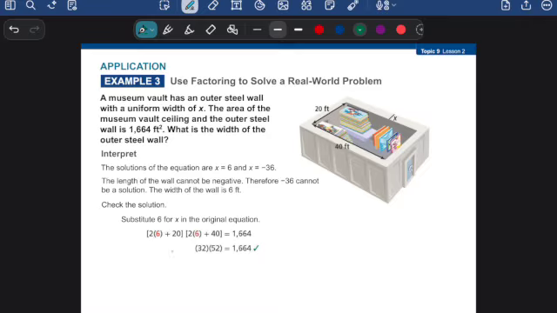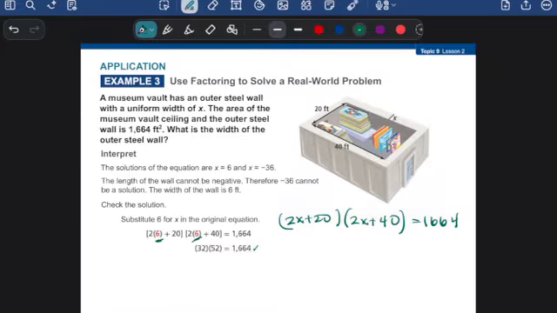We can double check by plugging that into our factored area where we had 2x plus 20 times 2x plus 40. You remember the length times the width, and that would equal the total area. So we could just substitute, and if both sides are equal, then we know it's a solution. So yes, 32 times 52 does give us 1,664.